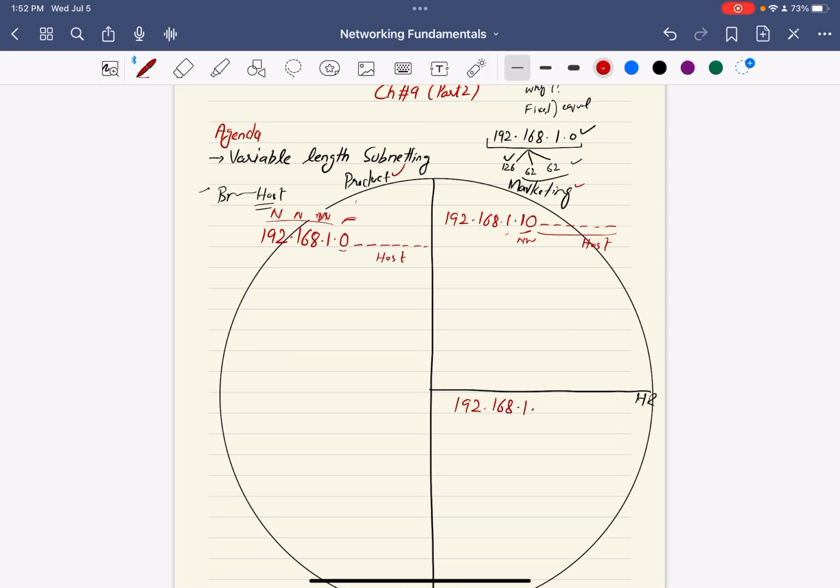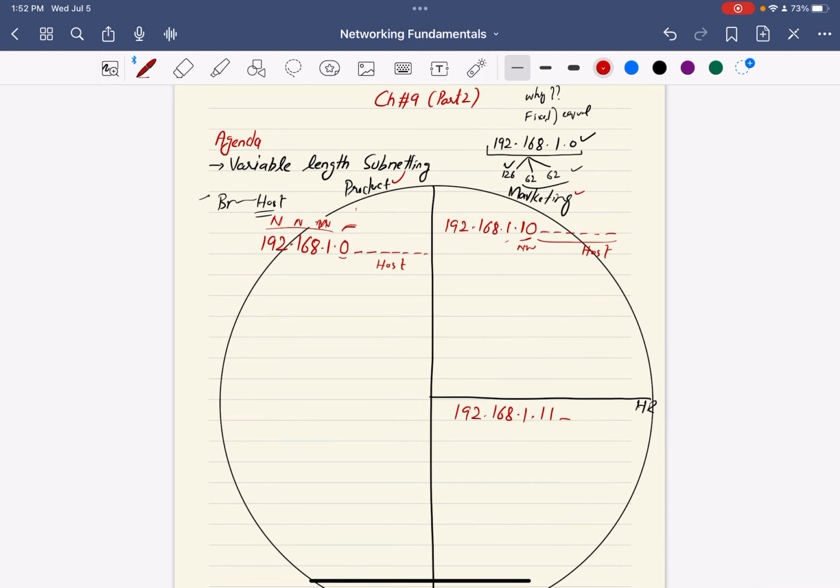192.168.1, again, because 0 is for the production team, 1 and 1. So 0 is for marketing, 1 is for HR, and then 1, 2, 3, 4, 5, 6 bits are again reserved for the host part. Now let's try to grasp it. Let's try to better understand it.